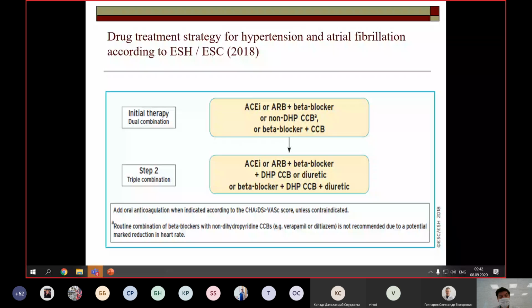It is not essential to produce this initial therapy based on the idea that beta blockers with calcium channel blockers can be more optimal in a patient having HFrEF, for instance. By the way, for hypertension plus atrial fibrillation, this recommendation is appropriate. And if there is no full control of BP, please use the triple combination: ACE inhibitors or ARBs with beta blockers plus dihydropyridine calcium channel blockers or diuretics. Another combination: beta blockers plus dihydropyridine calcium channel blockers or diuretics.